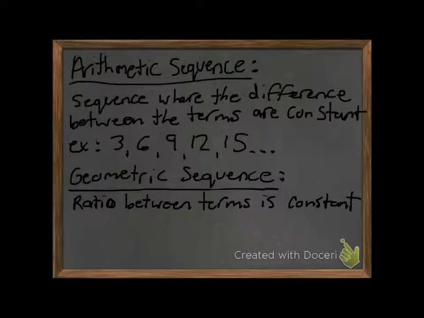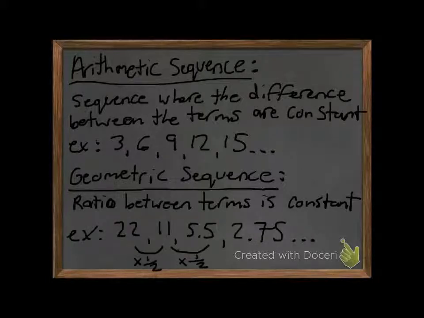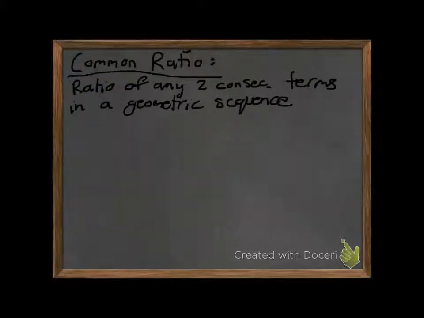Now we need to know what a geometric sequence is. A geometric sequence is a sequence where the ratio of consecutive terms is a constant. So not the difference, now it's the ratio. So as you can see in the example 22, 11, 5.5, 2.75, you multiply each number by a ratio of half. Therefore, it's a geometric sequence.